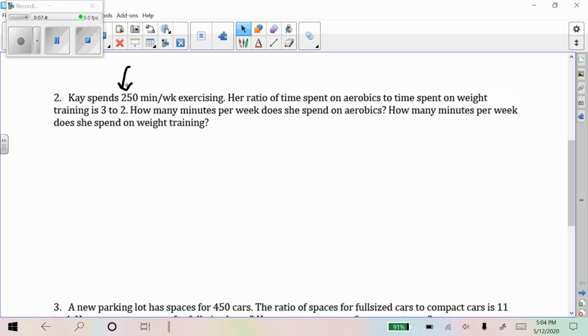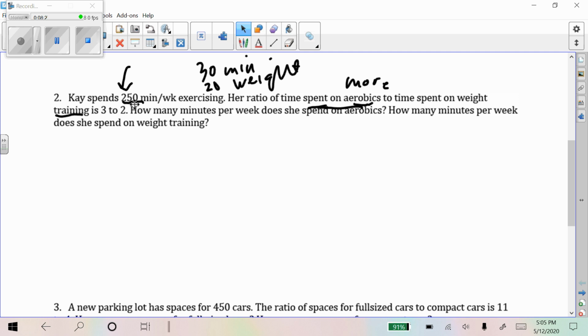So Kay spends 250 minutes a week exercising. Her ratio of time spent on aerobics to time spent on weight training is 3:2. So basically, she spends more time on aerobics than on weight training, and the ratio is 3:2. So like, just quick example, if she spent 30 minutes on aerobics, she would do 20 minutes of weights. That's kind of that idea there. But I'll show you how you can put that into equation. It says how many minutes per week does she spend on aerobics?